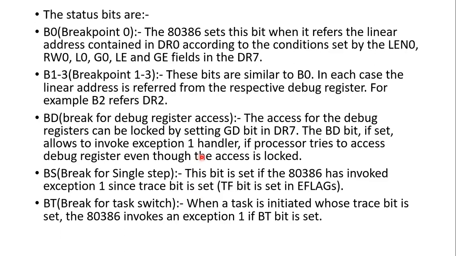So a key point to remember is the B0 breakpoint. Whenever this bit is set, it will refer to the linear address contained in DR0. But it will do so according to the conditions set in the LEN0, RW0, L0, G0, local enable and global enable fields in DR7.